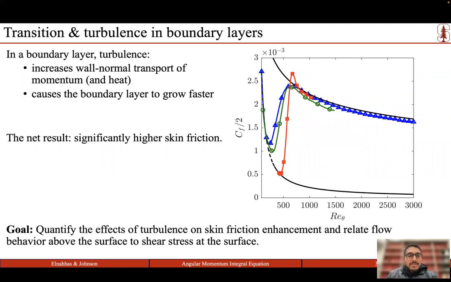And our goal was to quantify the effects of turbulence on skin friction enhancement and relate flow features above the wall to the shear stress at the surface. Those features including turbulence itself, pressure gradients, as well as the growth of the boundary layer.